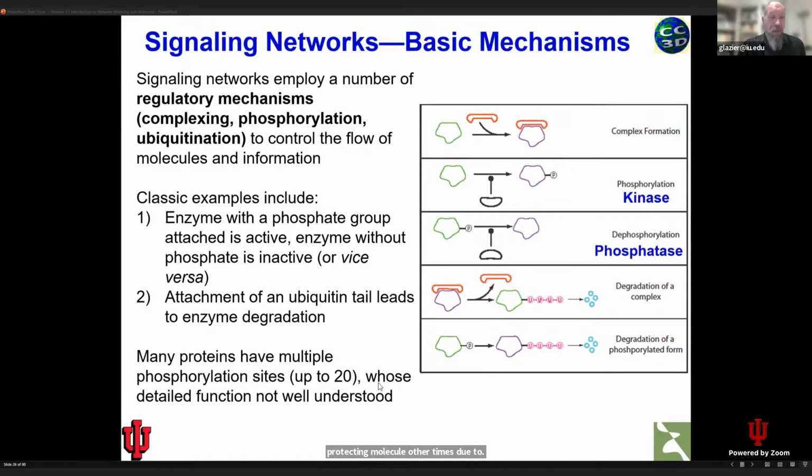Many proteins have multiple phosphorylation sites. It's not always clear why those multiple sites are there or what the difference is when you bind phosphates to particular sites.